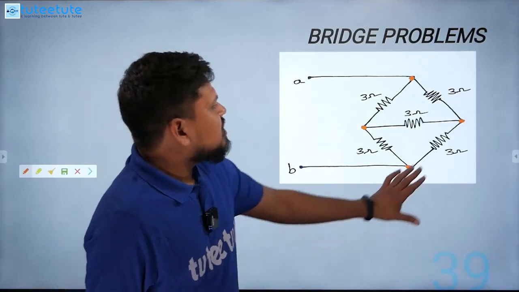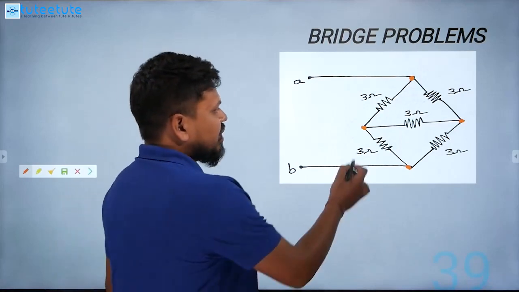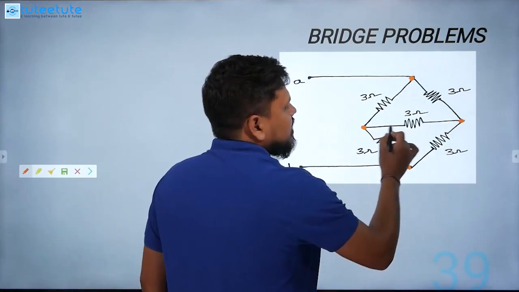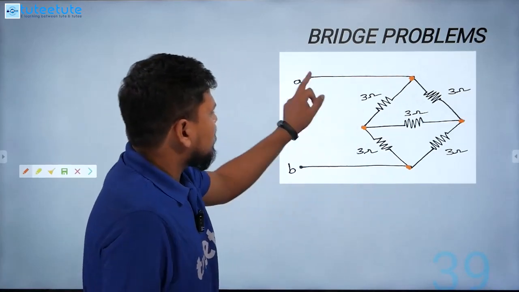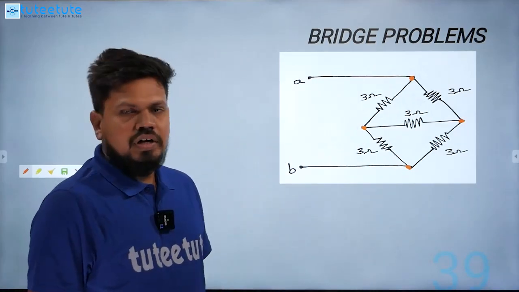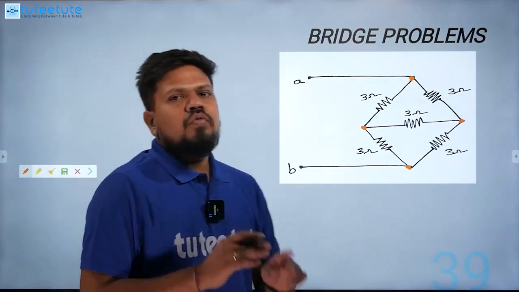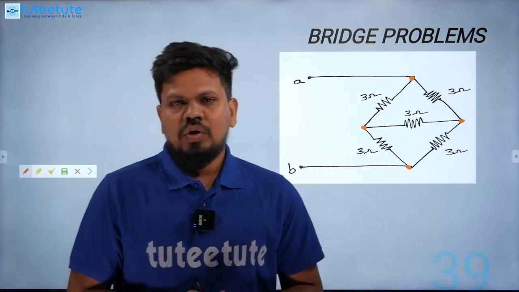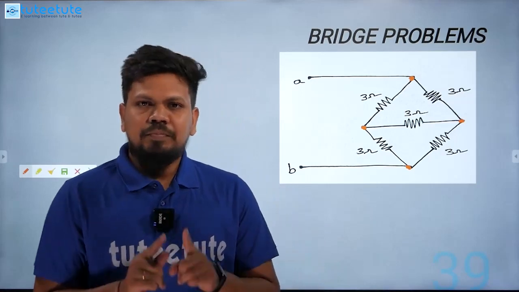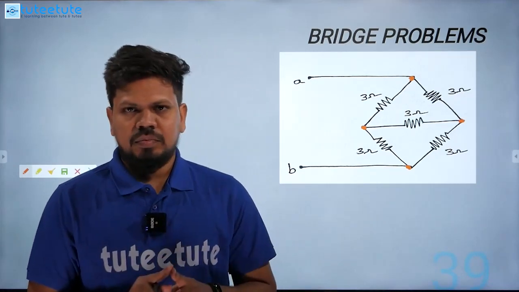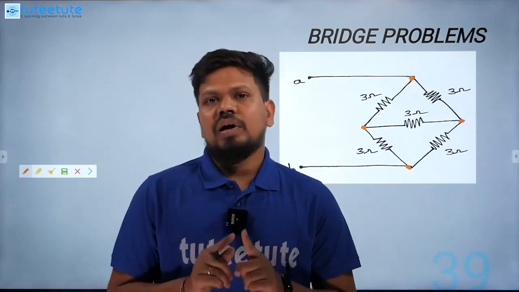Now tell me, is this a bridge connection? Yes, definitely it is a bridge connection, because between these two nodes there is a resistance connected, and between the other two nodes there are terminals connected. So this is a bridge network. Once you have confirmed that, you have to see whether that bridge is balanced or unbalanced.